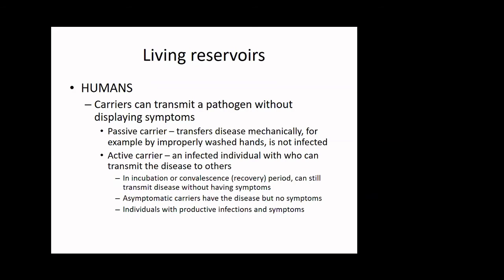If you're a passive carrier, you can transmit a disease mechanically. For example, if you're not properly washing your hands, and you touch something that's dirty and then you touch a surface that wasn't dirty to begin with, you transmitted that disease from one place to another. That's a passive carrier or mechanical transmission.